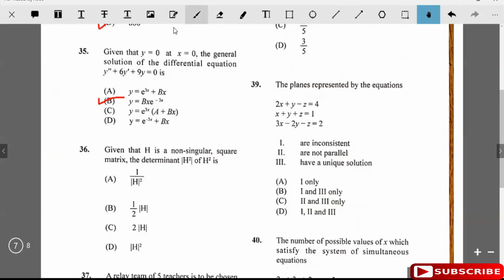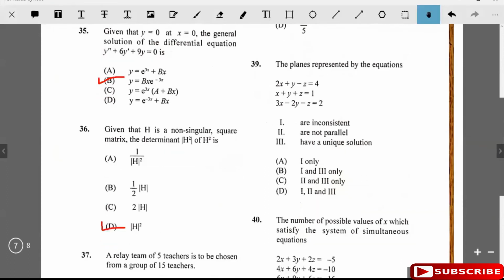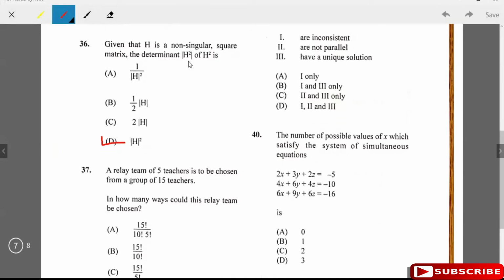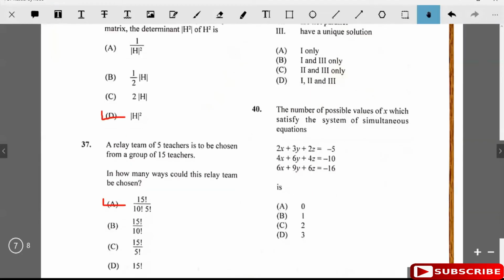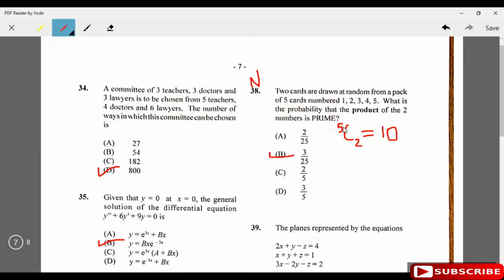Question 36. What's question 36? Dog. Easy. Big repeat question. All right. Question 37. What's question 37? A. Repeat question. Easy. Nice. That's a probability that the product of the two numbers is prime.